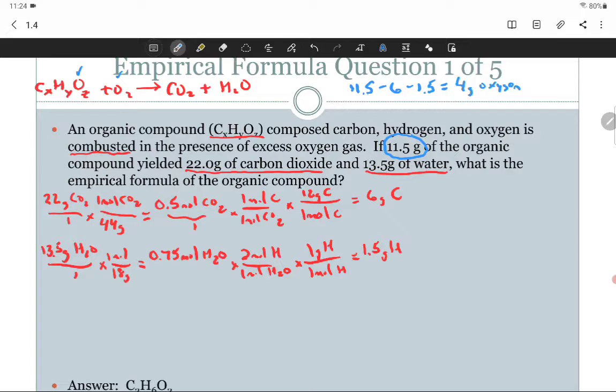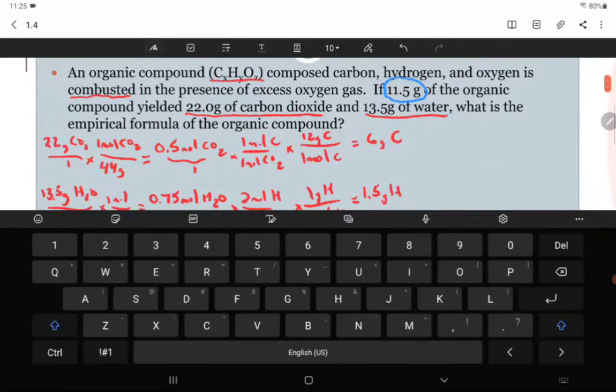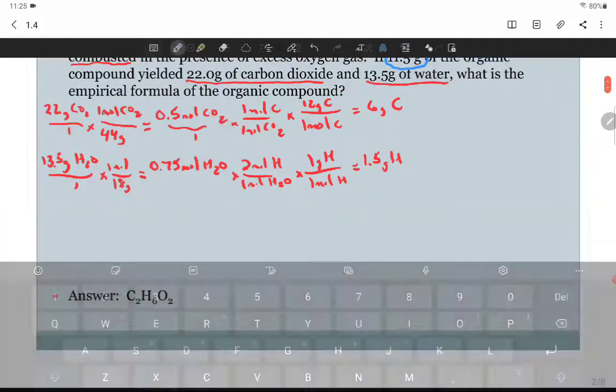So now that we have 4 grams of oxygen, 6 grams of carbon, 1.5 grams of hydrogen, now you are into the question that you would get in first year chem, where you have to figure out the empirical formula. So grams to moles, whichever of those moles is smallest, divide them all by that number. So let's do this. Let's move this up a little bit. Give us a little bit more room.